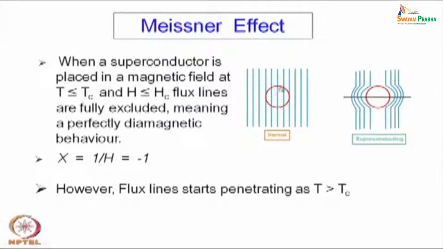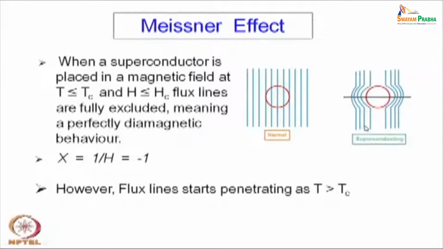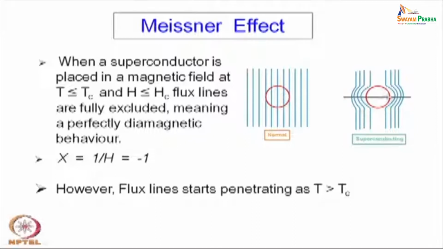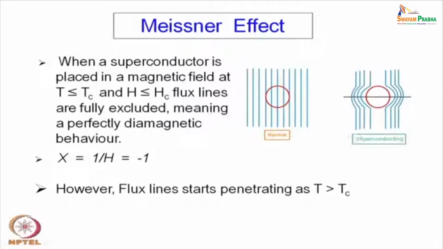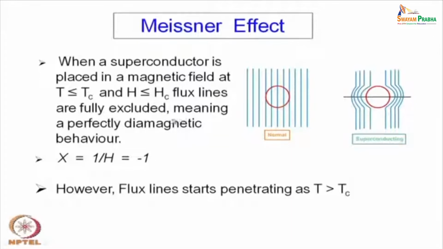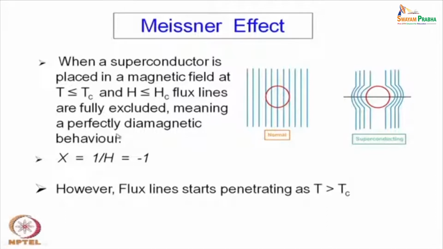However, if this material gets transformed to a superconducting material, the situation becomes like this: all magnetic lines of force are excluded from this material, they repel. Superconducting material repels all the magnetic lines of force. So, it bypasses it and then goes. This is what we call the magnetic lines of force or flux lines being fully excluded, meaning a perfectly diamagnetic behavior. This is what happens when there is diamagnetism.